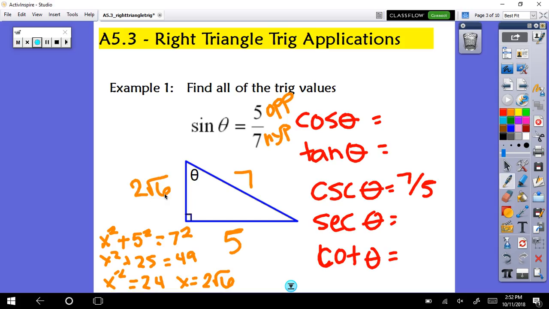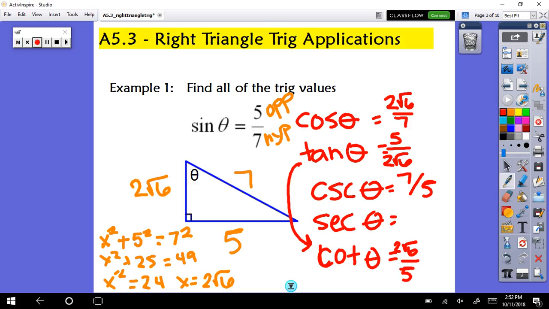Now I can answer the rest of my functions. So cosine is going to be adjacent over hypotenuse. So that's 2 root 6 over 7. Tangent is going to be 5 over 2 root 6, which I'm going to have to fix, but here's what I'm going to do with that one. I'm going to go ahead and come down here to the cotangent and flip it over, because I don't have to fix that one.